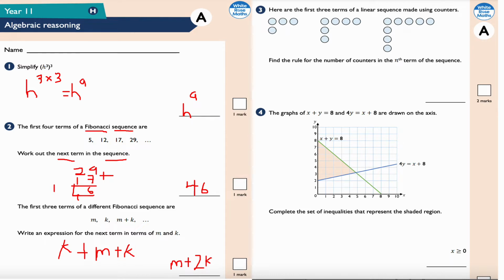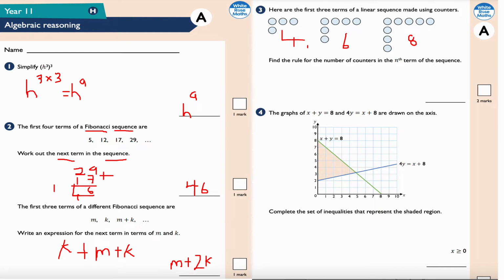This is question number 3, guys. Here are the first 3 terms of a linear sequence made using counters. So the first term has got 4 circles. The second term has got 1, 2, 3, 4, 5. So it's got 4, 5, 6. The term after has got 8. Find the rule for the nth term.